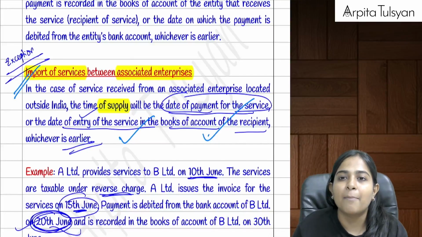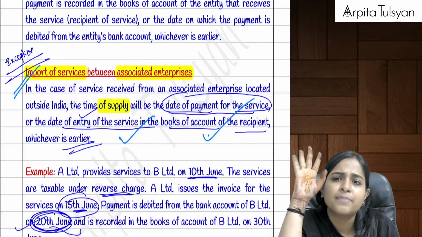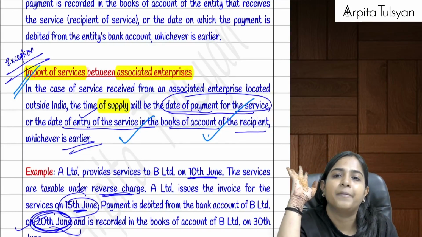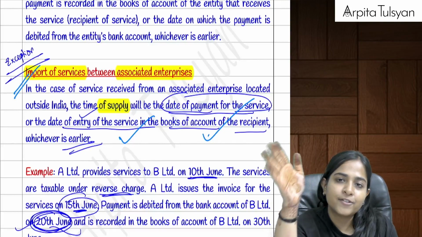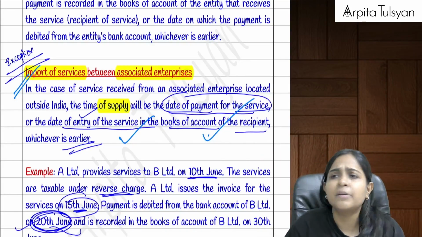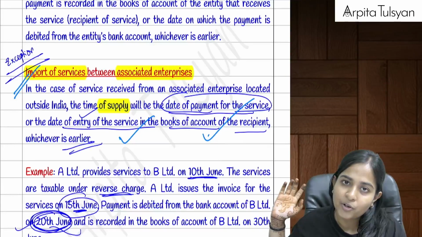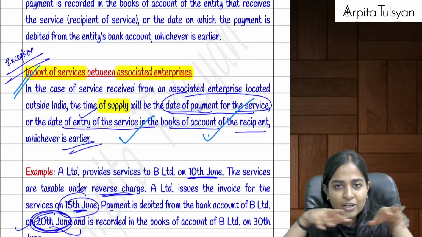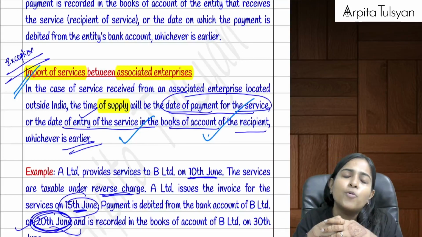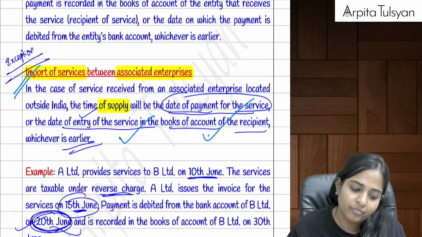What did we study about if the payment is made late? If the payment is made late, then the government says the maximum I will wait is till the 61st day. Or we can say the government is going to wait for 60 days and the 61st day will be your time of supply. In case of an associated enterprise, the government says I am not going to wait. Either the date when you are making the payment to your associated enterprise or the date when you are recording the receipt of service in your books of accounts, that will immediately become the time of supply. Are you clear with this?